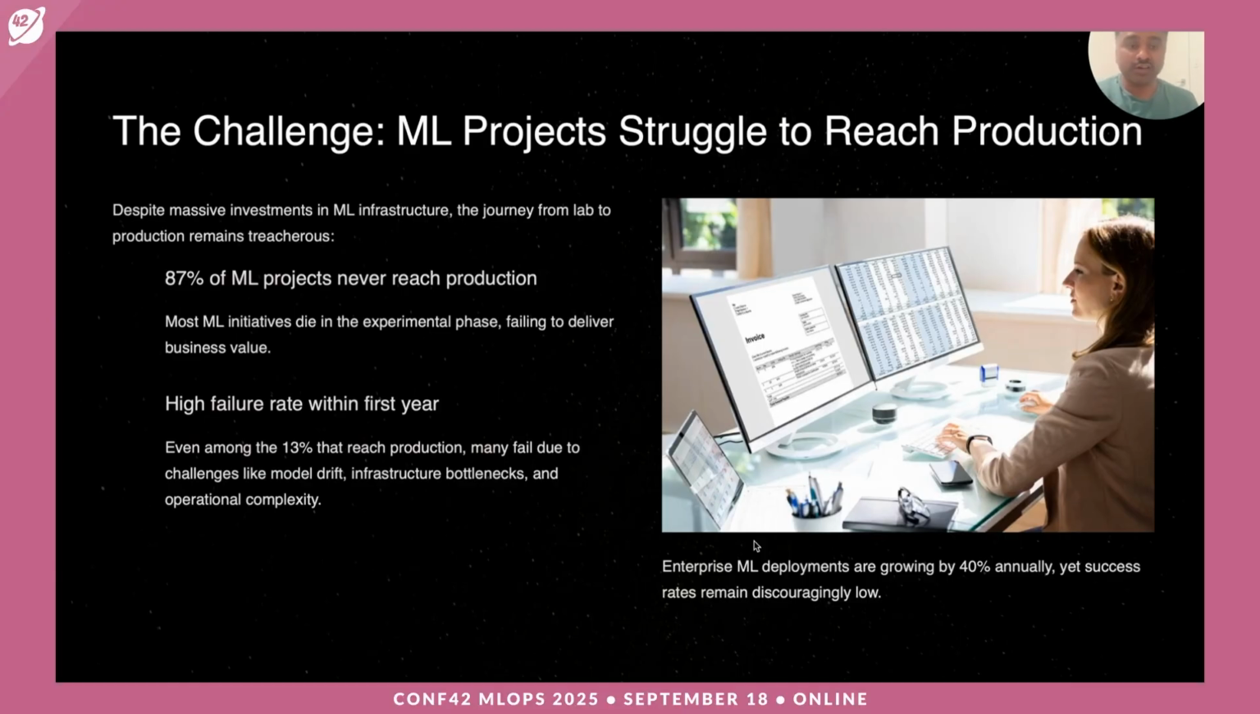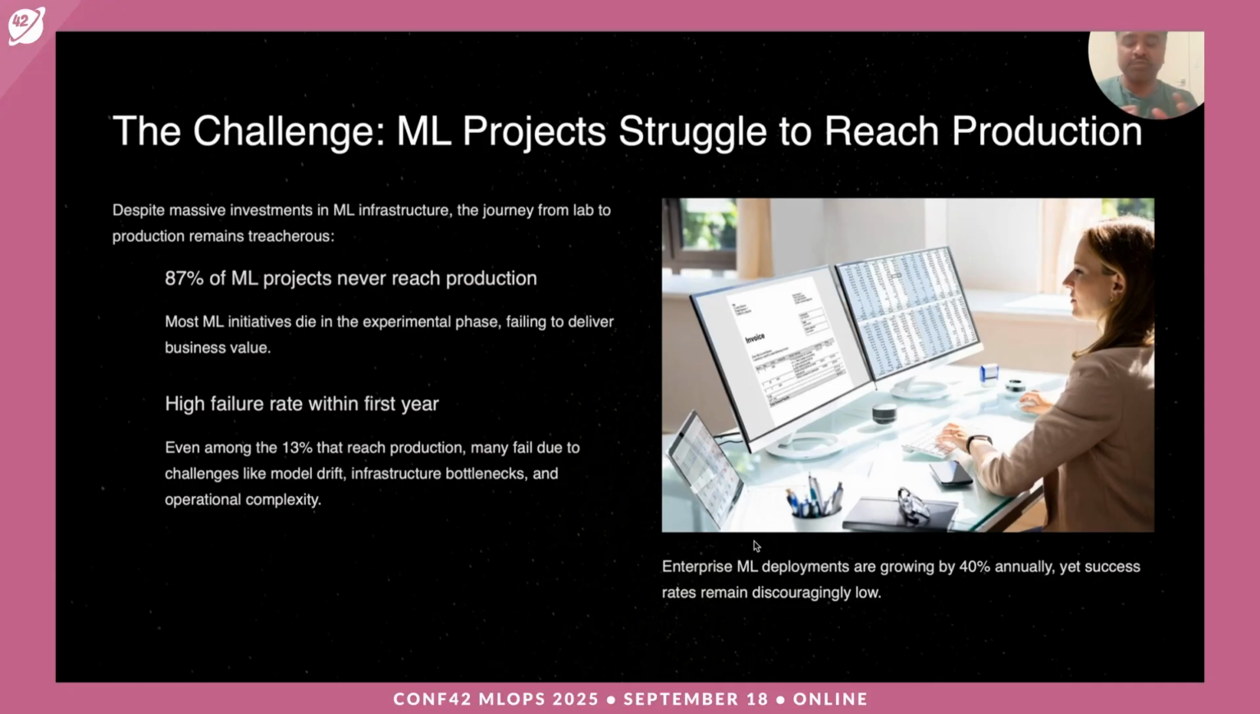If you look at the global landscape, we can see ML deployments are growing at a rapid pace, almost 40% annually, or probably even more than that right now. And its success remains extremely low. If you look at some of the statistics, almost 87% of ML projects never reach production. A lot of them will die down much before the experimentation phase, or much before that.